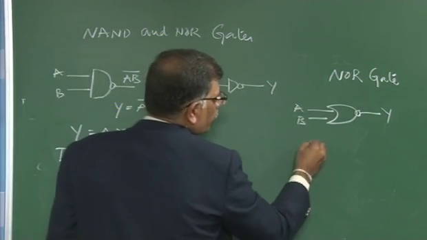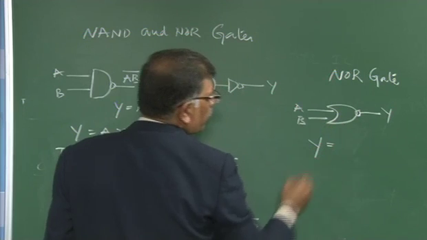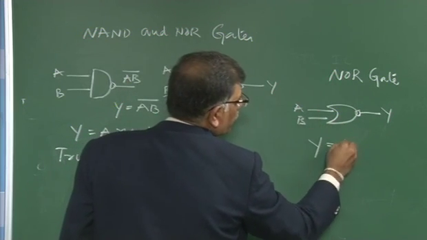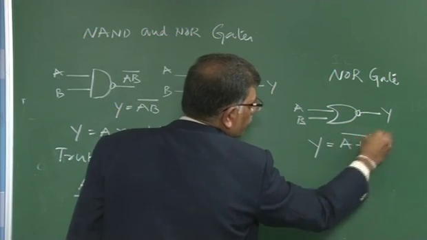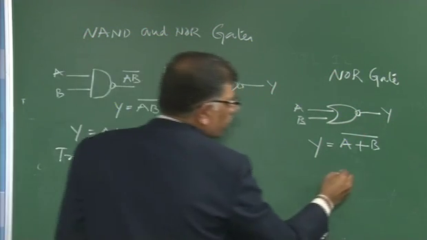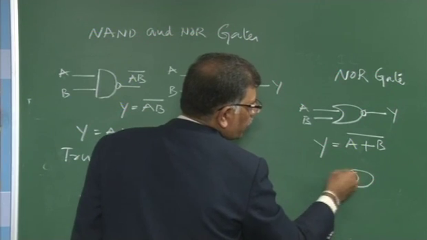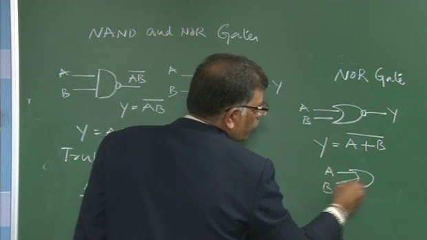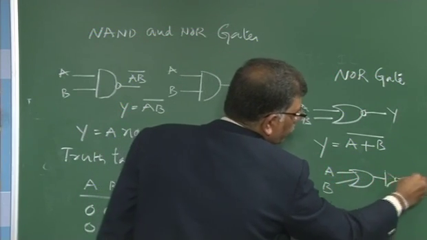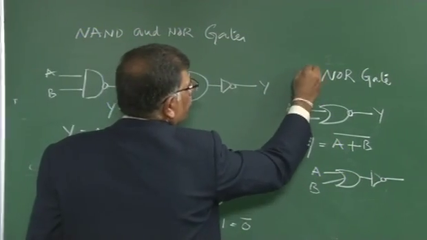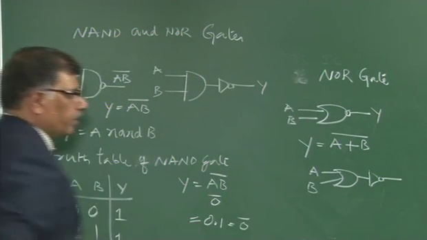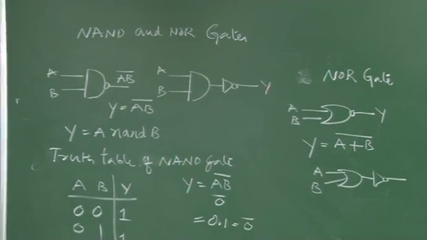The Boolean expression for this is Y is equal to the inputs that I have given, A plus B, and this is complemented. It is as good as representing in terms of A bar and B bar. And if I connect a NOT gate to this, it will become an OR gate.